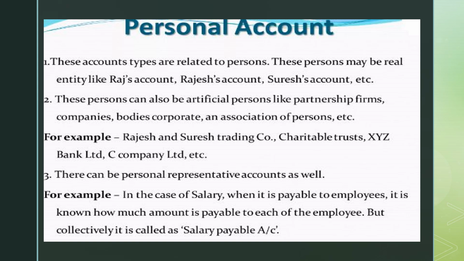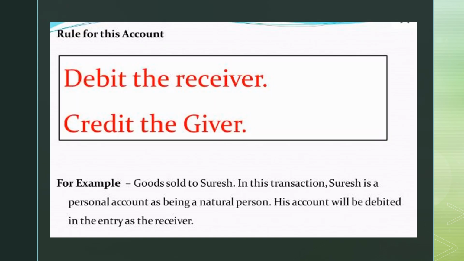There can be personal representative accounts as well. Example, in the case of salary, when it is payable to employees, it is known how much amount is payable to each of the employees. But collectively, it is called salary payable account. Rule for this account is debit the receiver, credit the giver.